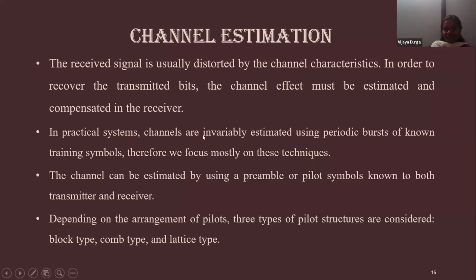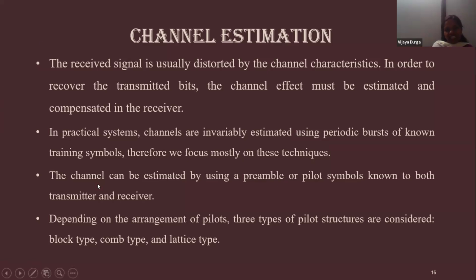In practical systems, channels are invariably estimated using periodic bursts of known training symbols. That means we need to give some symbols, then you can estimate easily. Therefore, we mostly focus on pilot-based channel estimation techniques. It is simple and accurate, but spectral efficiency is somewhat less because pilot symbols are used instead of data symbols. So spectral efficiency is less when compared to blind channel estimation techniques.